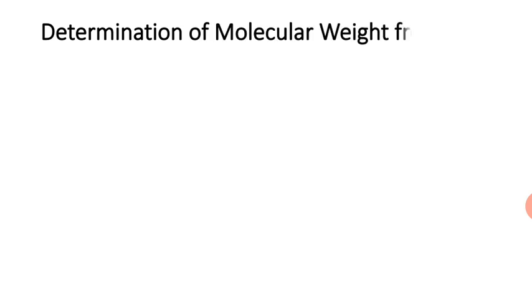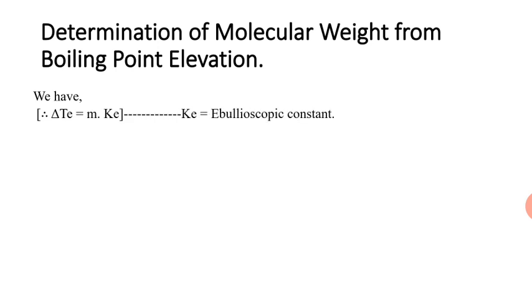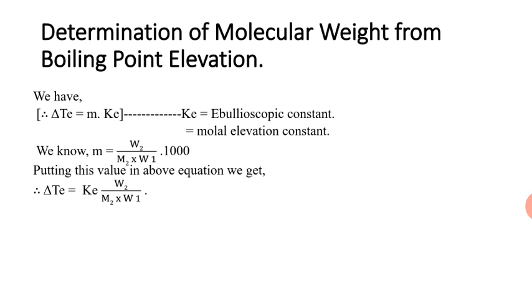Now the determination of molecular weight from the boiling point equation. We have delta Te is equal to M into Ke, where Ke is the ebullioscopic constant or molar elevation constant. Now putting the value of M in the above equation, we get delta Te is equal to W2 upon M2 into W1 into 1000.